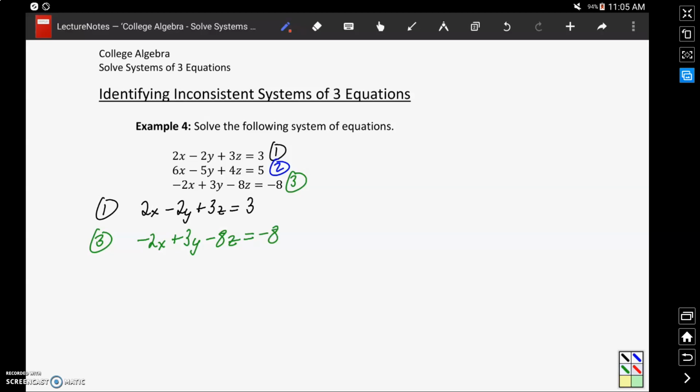This is a really nice pair to start with because our x variables already have opposite coefficients. So we can add these two equations together without updating either of them to obtain y minus 5z is equal to negative 5.